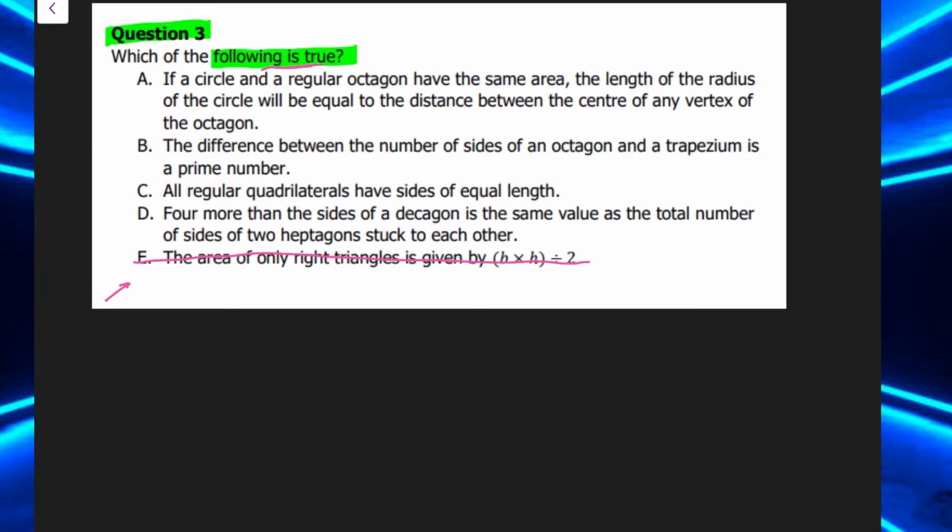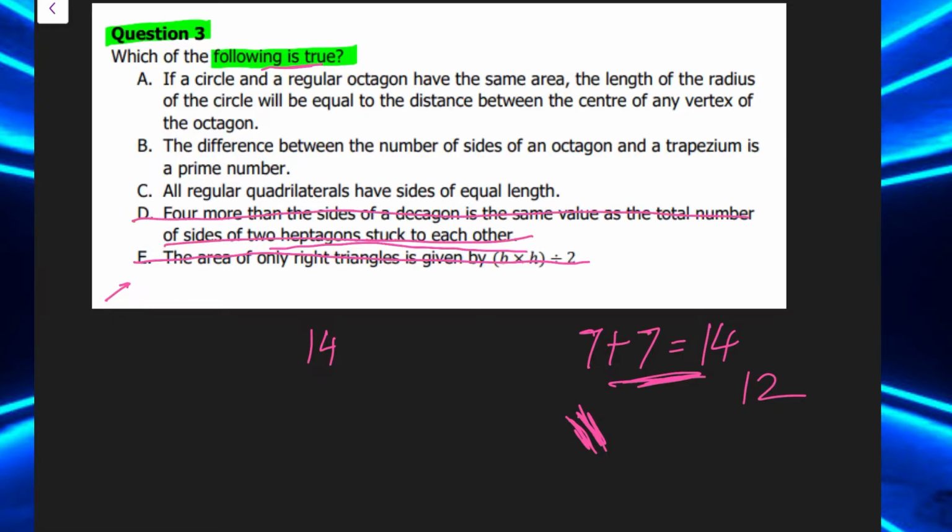4 more than the size of a decagon is the same. 4 more than decagon is 14, is the same value as the total number of sides when two heptagons are stuck together. Two heptagons are 7 plus 7, but when two are joined together, two of those sides will be missing. There will be 12. So this is not workable again.